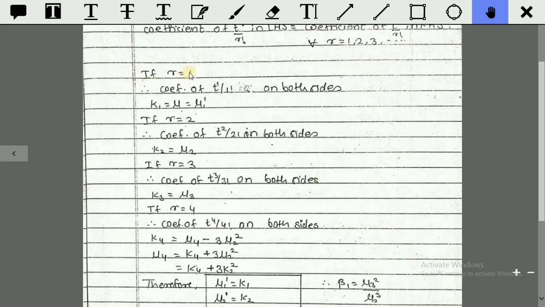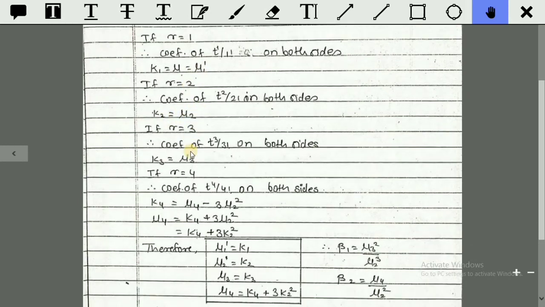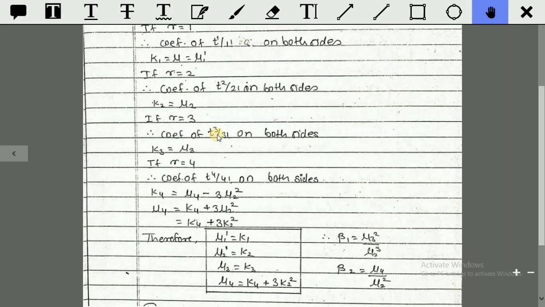If r is equal to 1 in the above equation, then the coefficient of t raised to 1 upon 1 factorial on both sides gives k1 is equal to mu, so mu 1 prime. R is equal to 2, we'll get k2 as mu 2. R is equal to 3, we are getting the coefficient of t cube upon 3 factorial, k3 is mu 3, in the above equation by comparing equations 1 and 2.